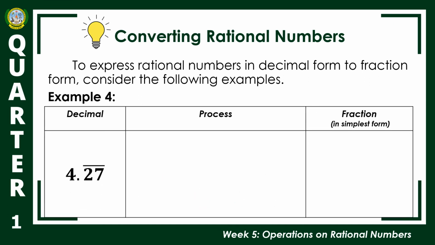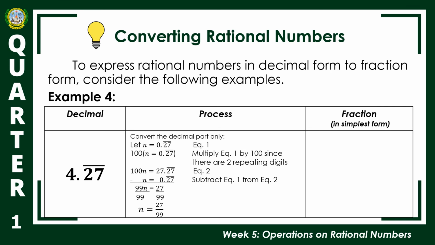So, paano naman kapag dalawa ng digits yung nauulit? So, 4.27 bar. So, apply muna natin yung isa, yung long method. Ayan. So, we are going to let n. So, yung i-convert lang natin yung decimal number ha, para hindi tayo masyado mahirapan. Ano? So, tulad nung dati, yung whole number ng ating decimal, yun na rin yung gagamitin nating whole number ng fraction. So, para wala na masyadong hirap. So, let n be 0.27 bar. So, ibinukod natin yung decimal ha, kaya 0.27 bar.